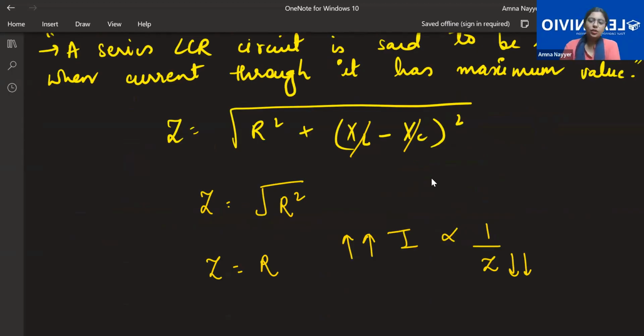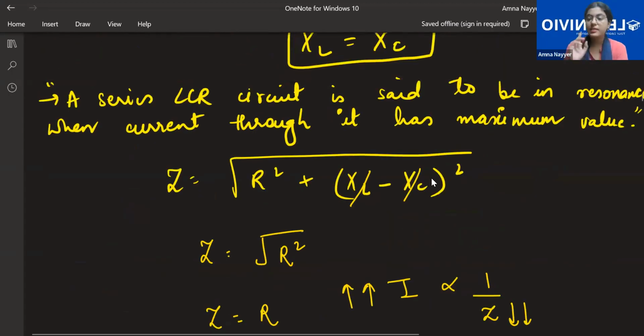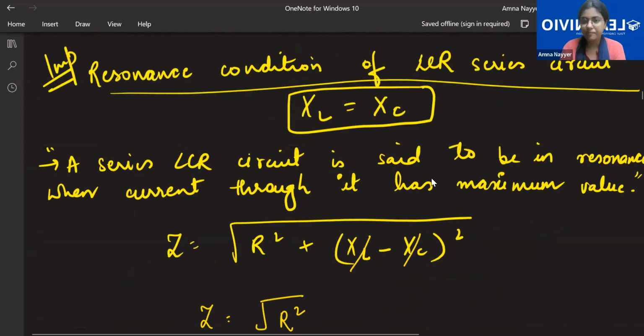Yes. So this is the condition of resonance. How we have to define resonance in the exam: one thing you are going to say is that XL is equal to XC. This condition you'll have to mention, that the inductive reactance is equal to the capacitive reactance. Second thing you will mention is that this is the condition where the current becomes maximum because the impedance becomes equal to R. So this current-is-maximum condition has to be specified. Two conditions you have to specify.